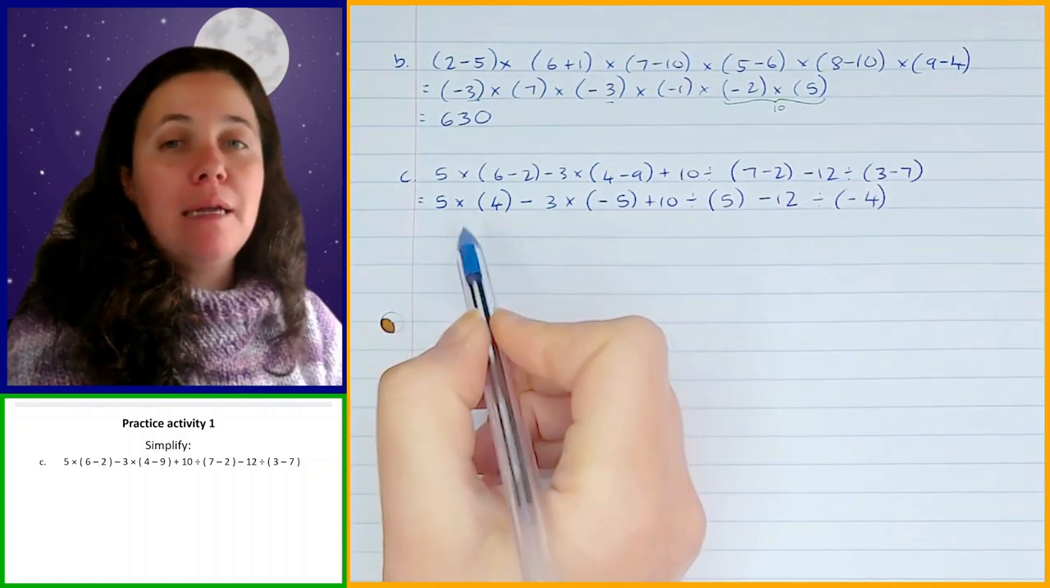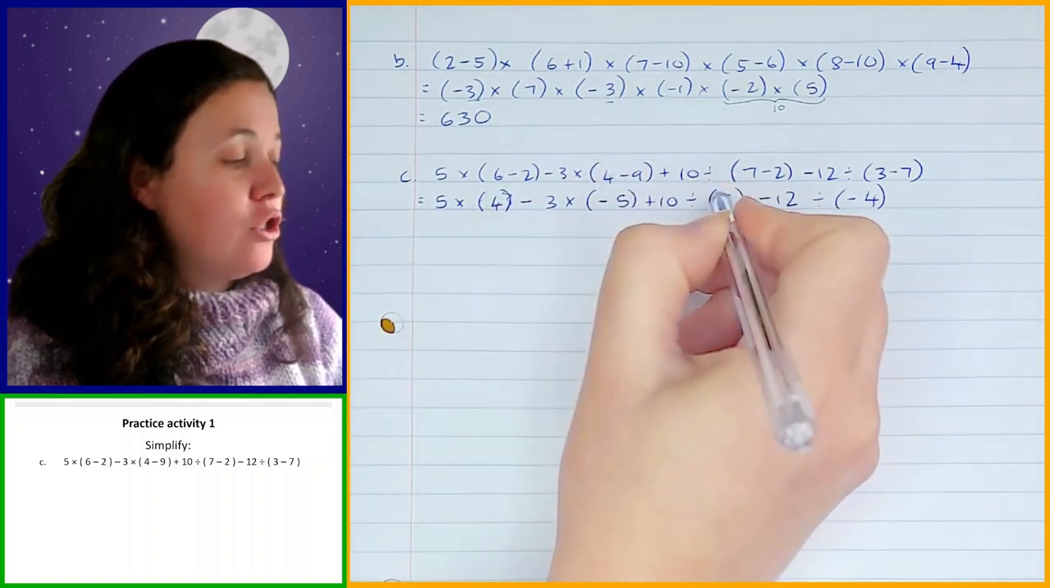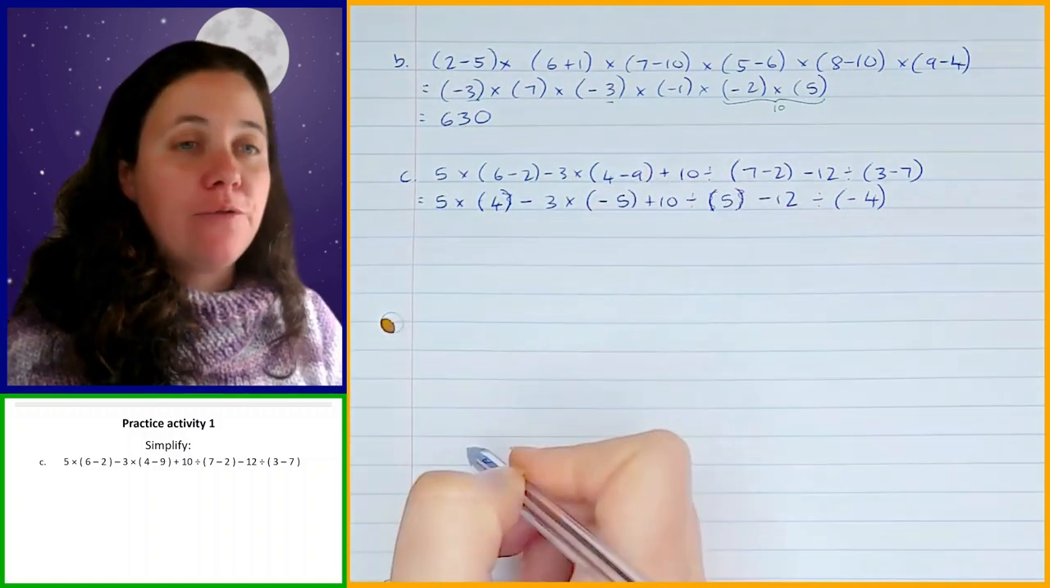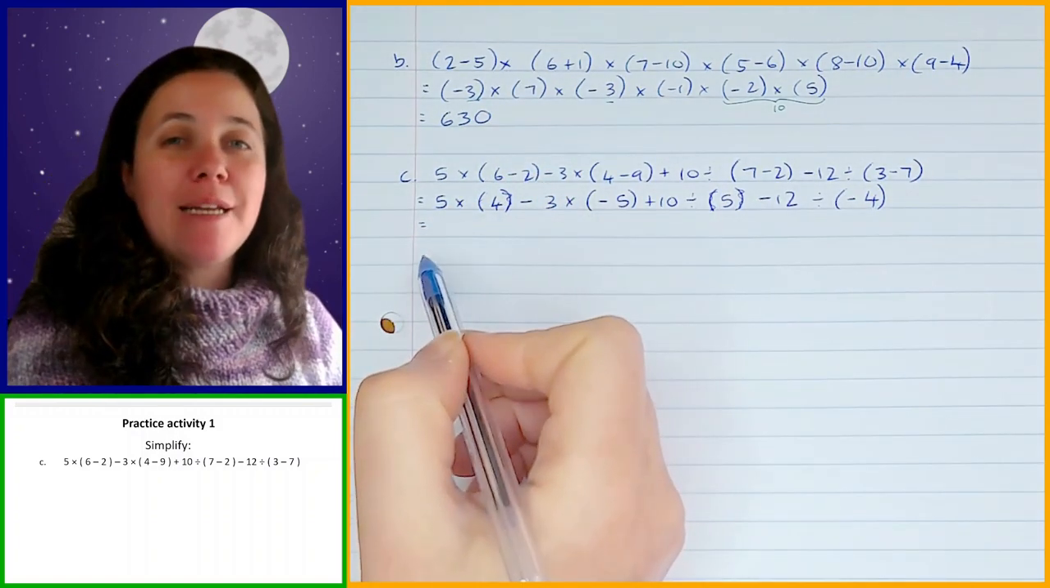Okay, now, again, you don't have to write these brackets over here. If it's positive, you can just leave it out. It doesn't actually make any difference. Right, now I've got to do my multiplication and division.